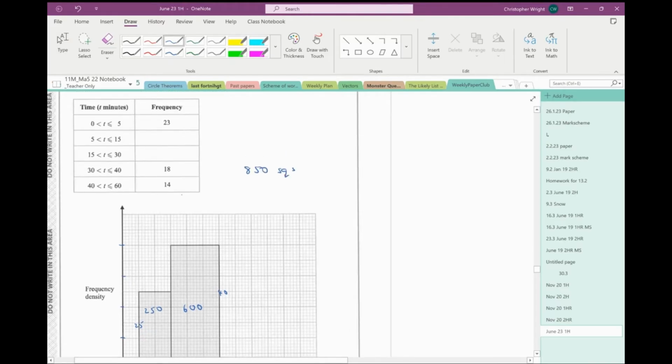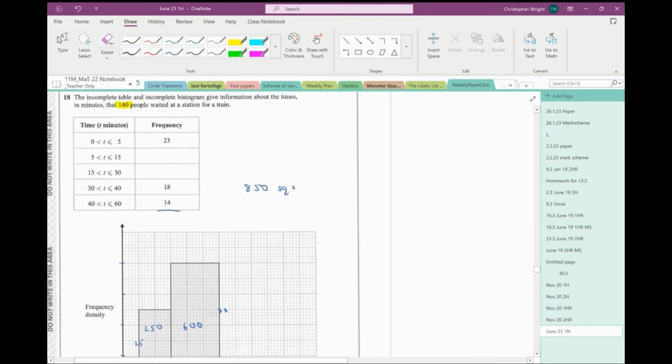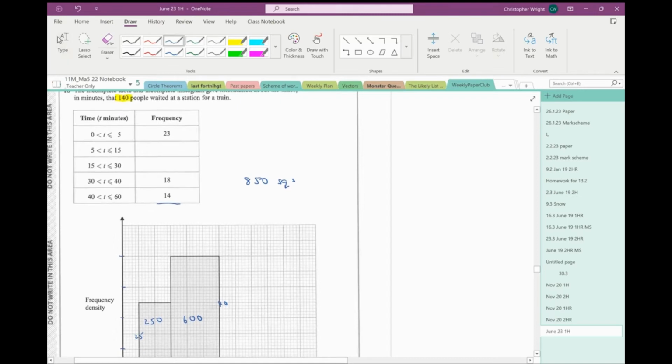Well, let's have a look. I have got 140 people in all. Now, if I take away 23, 18, and 14 from 140, I have 85 left. So I know that these 850 squares represent 85 people. So 10 squares a person, which means that this one here has to be 230 squares.